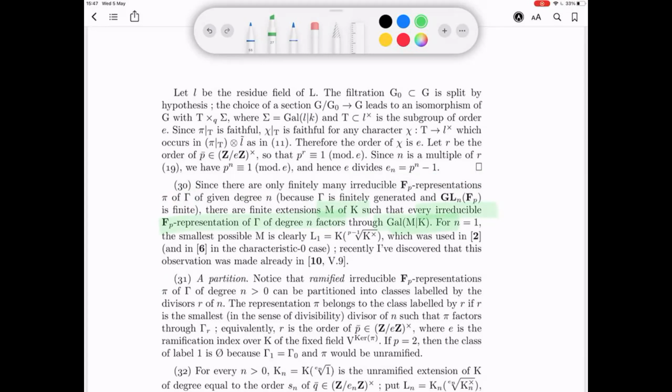Okay, sir. Right. So the point is, since there are only finitely many representations of a given degree n, there has to be a finite extension M of K such that all these representations factor through the Galois group of M over K. And when n is equal to 1, we are looking at characters with values in FP star, and we have seen that all characters factor through this Kummer extension. So what happens if n is greater than 1? That's what we are going to discuss now.